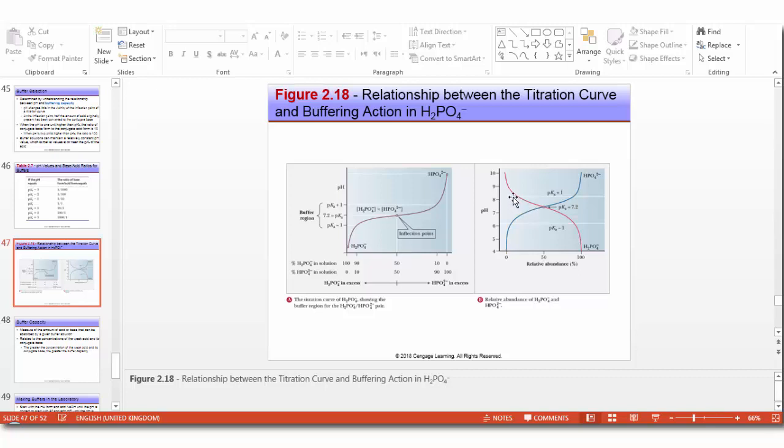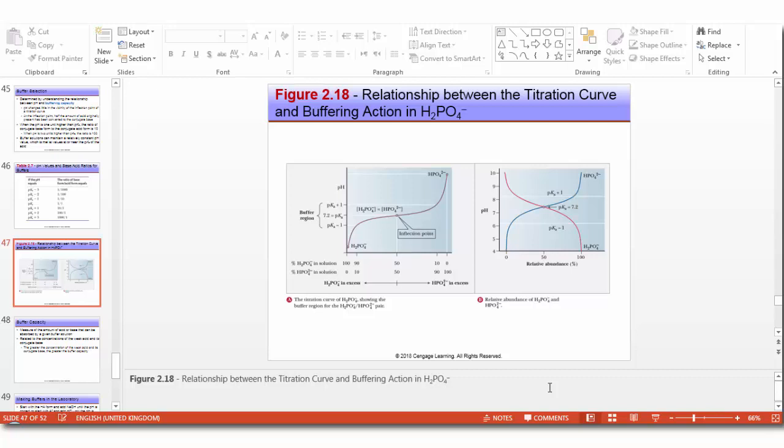Then with time this decreases and this increases. They meet here at the inflection point where pH equals pKa, and then this continues to rise and this continues to drop. So this figure explains this figure, and these show the relationship between the titration curve and the buffering action of the phosphate buffer.